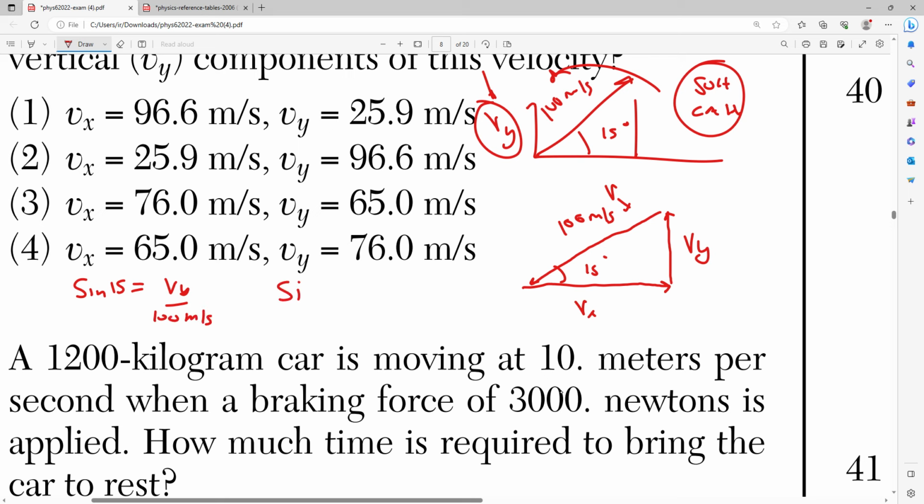And I'm going to set up to solve for Vx as cosine 15 is equal to Vx, which is my adjacent over my hypotenuse, which is 100 meters per second. And when you actually solve for Vy and you solve for Vx here, you're going to get choice number 1.